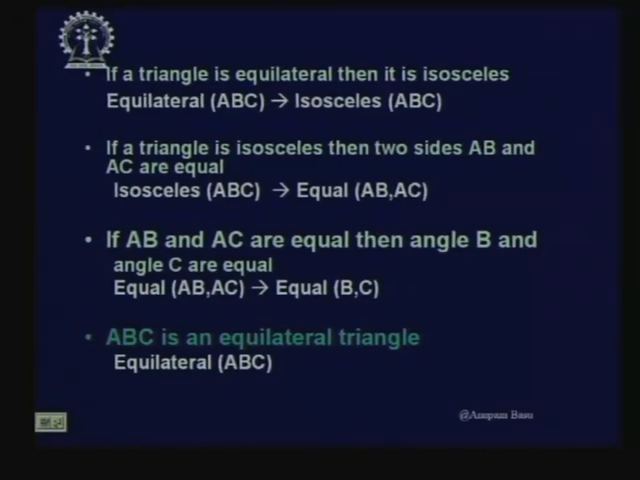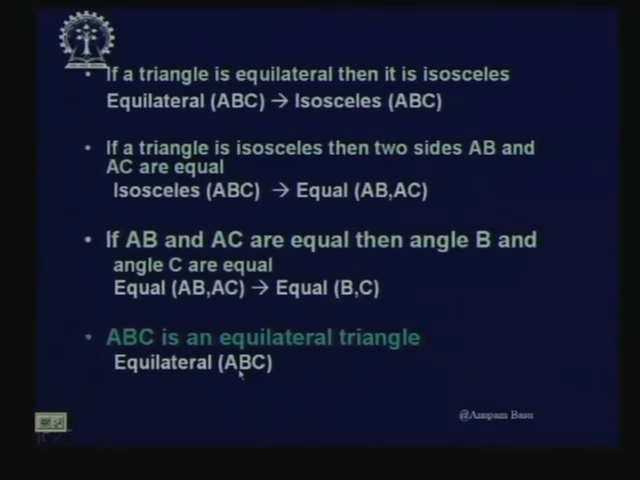we next represent these in the form of propositions. If a triangle is equilateral, then it is isosceles. So, we can write equilateral ABC implies isosceles ABC. If a triangle is isosceles, then the two sides AB and AC are equal. That we can represent as isosceles ABC implies equal AB AC. If AB and AC are equal, then angle B and angle C are equal. Written in the predicate form, it turns out to be equal AB AC implies equal B and C, where B and C are angles. ABC is an equilateral triangle, so we simply can write equilateral ABC.